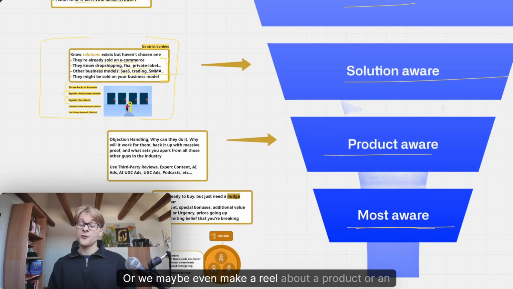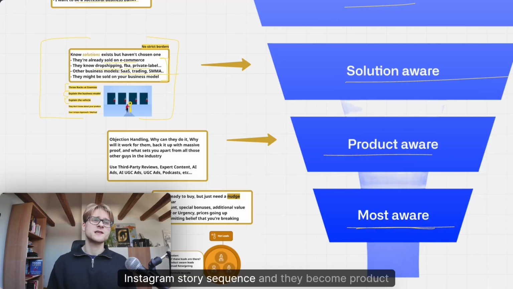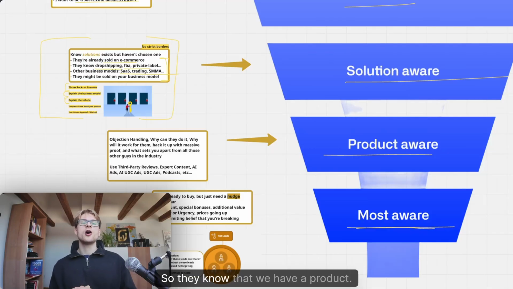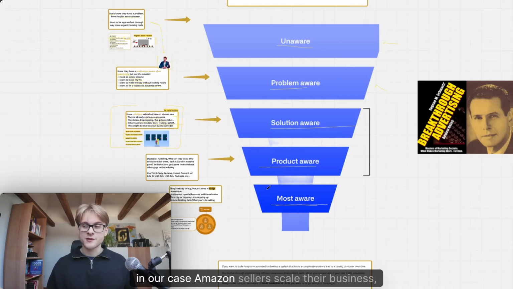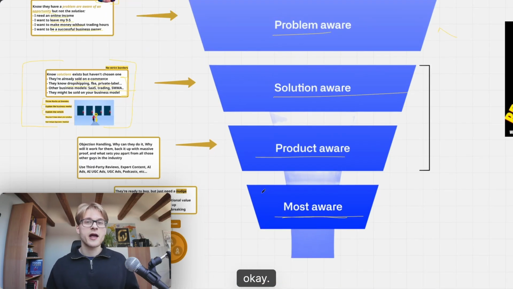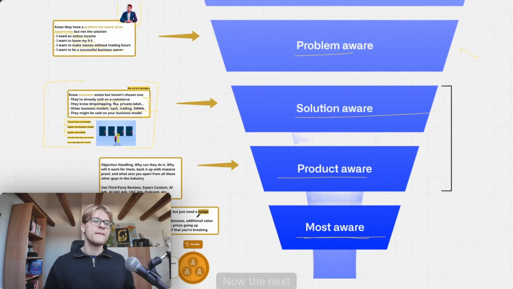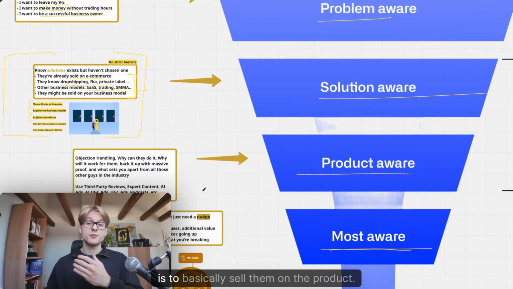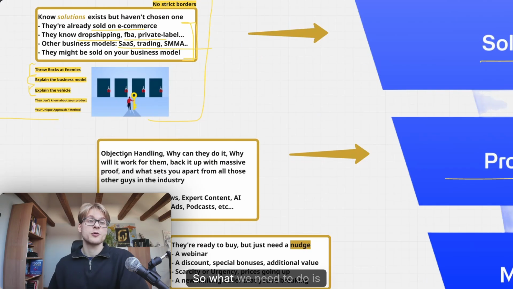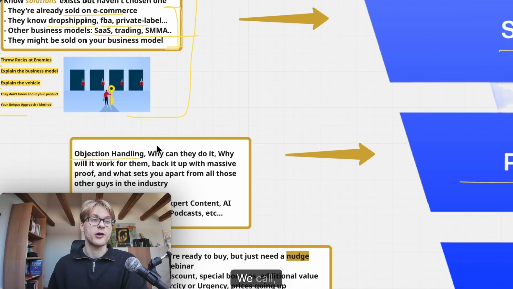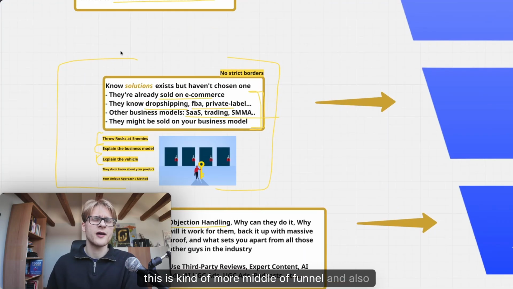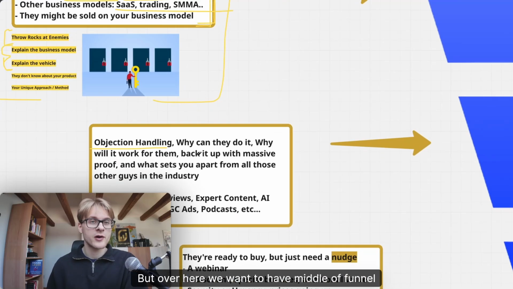Or we maybe even make a reel about our product or an Instagram story sequence, and they become product aware. Okay, so they know that we have a product. They know we have a coaching product where we help, in our case, Amazon sellers scale their business. Okay, through a BizUp coaching program. Now, the next step is to basically sell them on the product. So what we need to do is a lot of objection handling here. This is bottom of funnel content. This is kind of more middle of funnel and also a bit of bottom of funnel content. But over here, we want to have middle of funnel content.